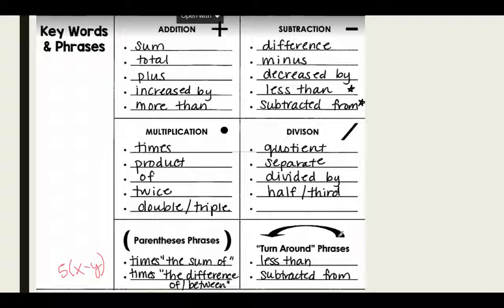The turnaround phrase is less than. So 7 less than x really means x minus 7. Or 5 subtracted from x really means x minus 5. Those turnaround phrases mean we're actually flipping them around. Subtraction is the only one that we're flipping around. Subtracted from and less than is where we're flipping those around.